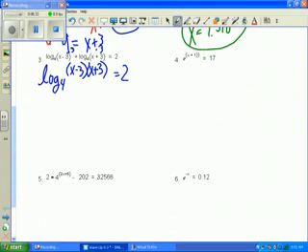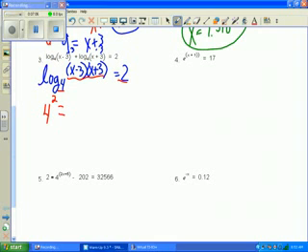Now look, I have a single log. What do we do on number 1 to get rid of a single log? Not multiply, not divide. Write it in exponential form. You have to get that. If you have a single log, you write it in exponential form. So that's this. 4 squared equals this result.